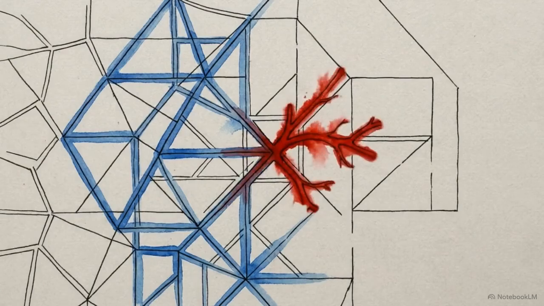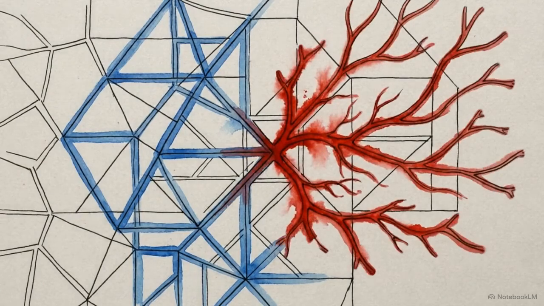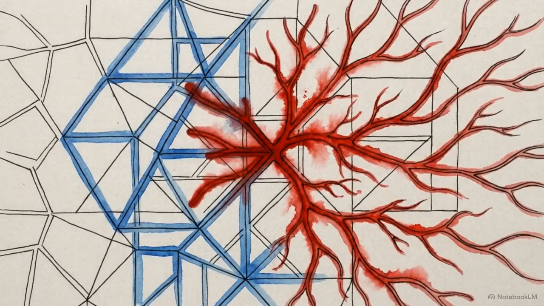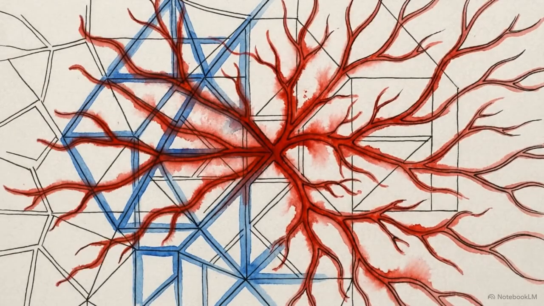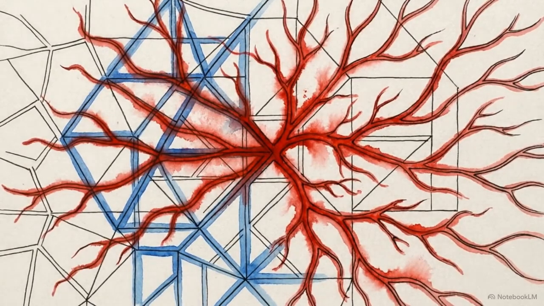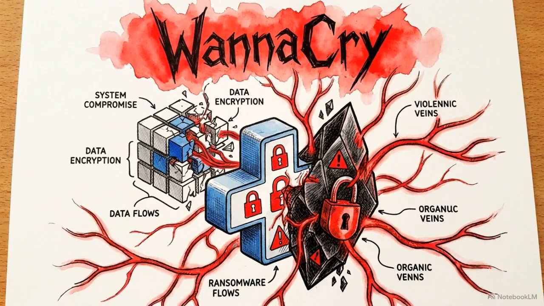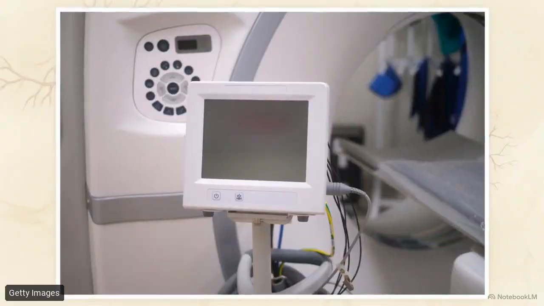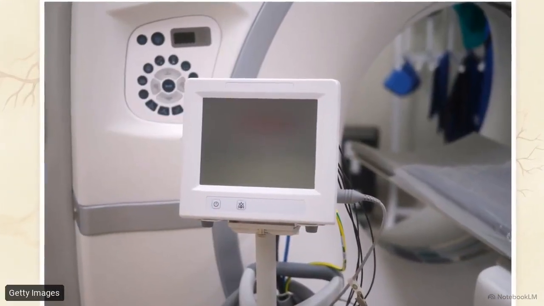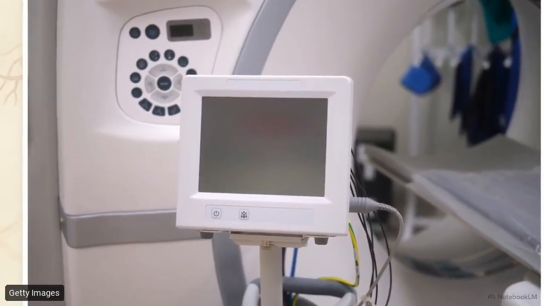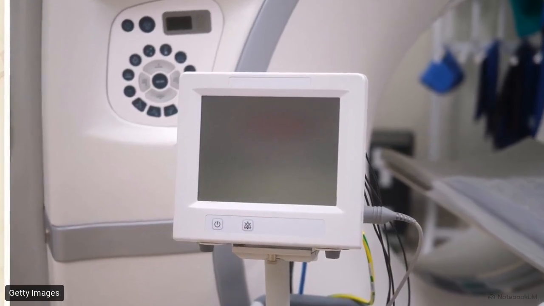A single compromised node is all it takes. Within minutes, a localized infection cascades across connected systems, paralyzing global infrastructure. In May 2017, the WannaCry ransomware attack did exactly that. It swept through international networks, causing severe damage to hospitals, where it locked down life-saving medical systems.